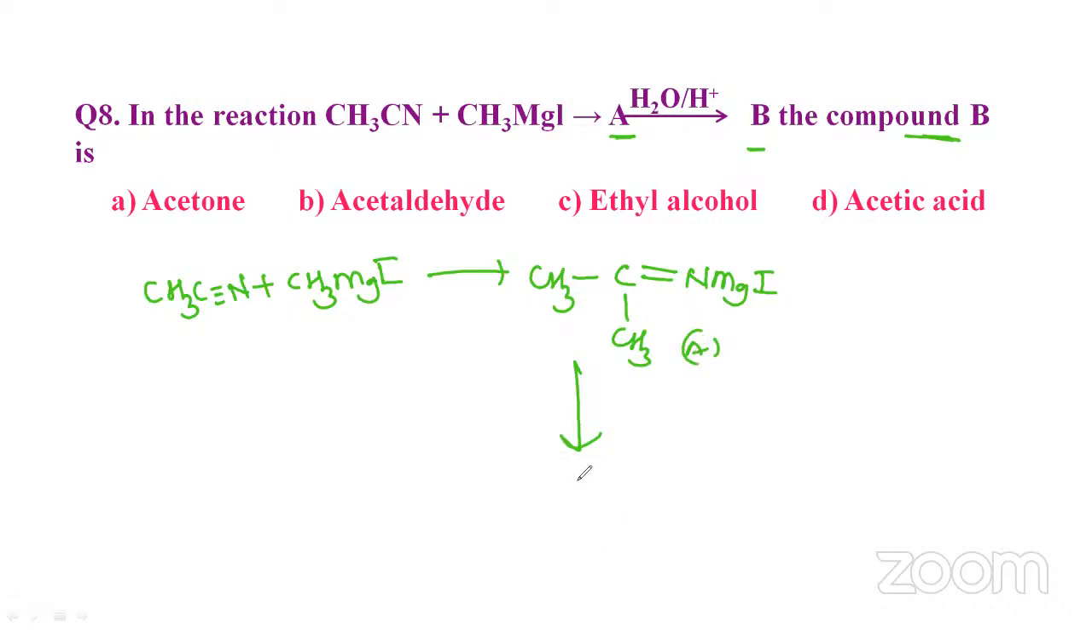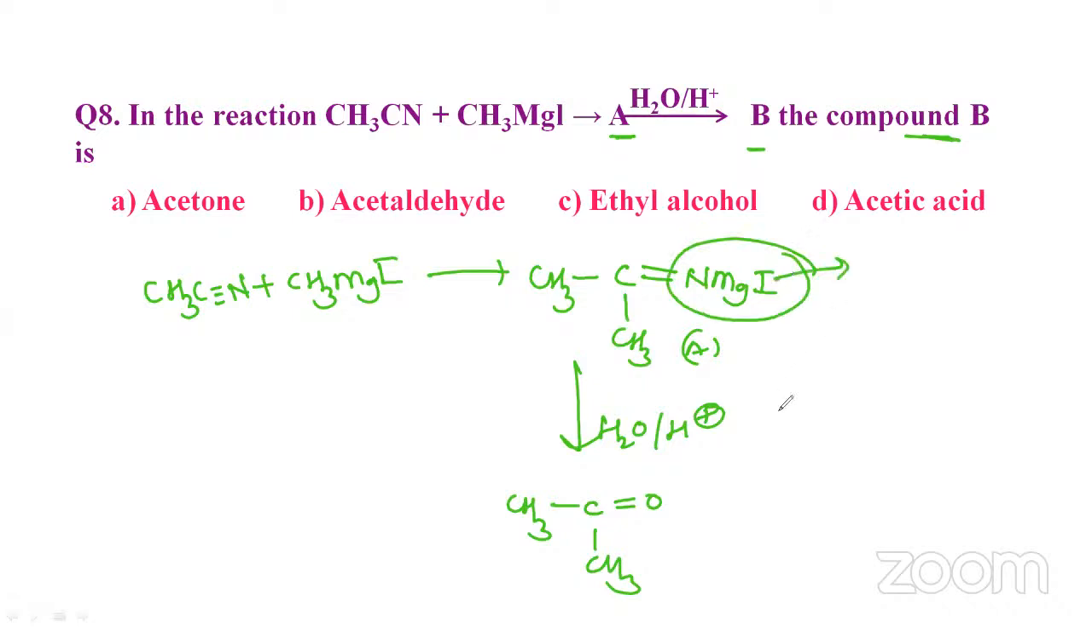In this, what you're going to do is hydrolysis. You're going to do hydrolysis, and what do you yield? CH3, C double bond O, CH3. So this will undergo hydrolysis and isomerize to give you the oxygen. Right. So the answer is what? The answer is A, acetone. Okay, so we'll go for the next question.